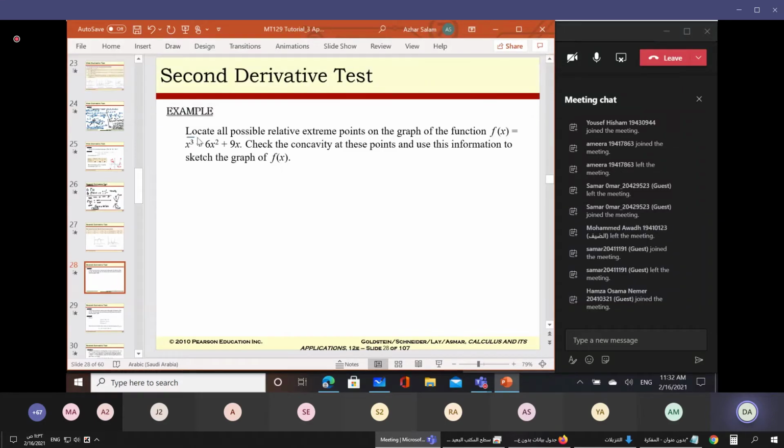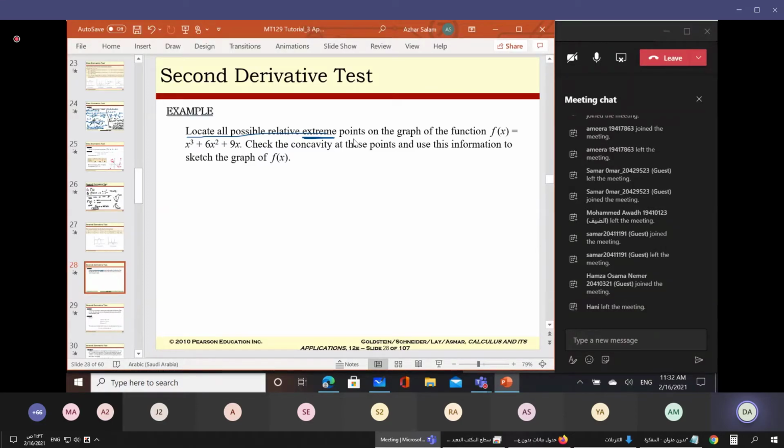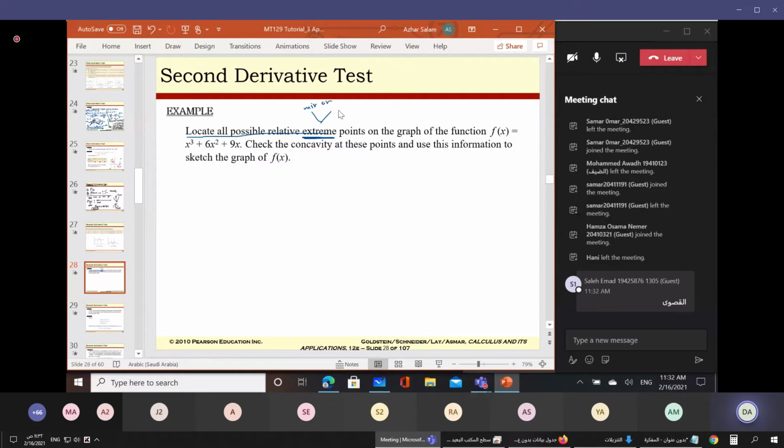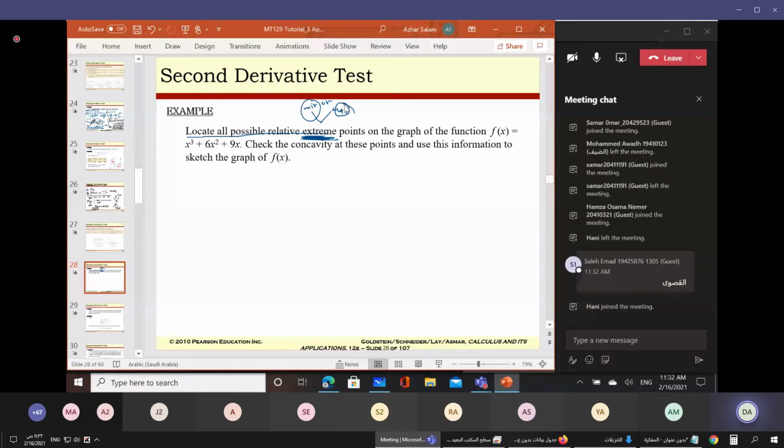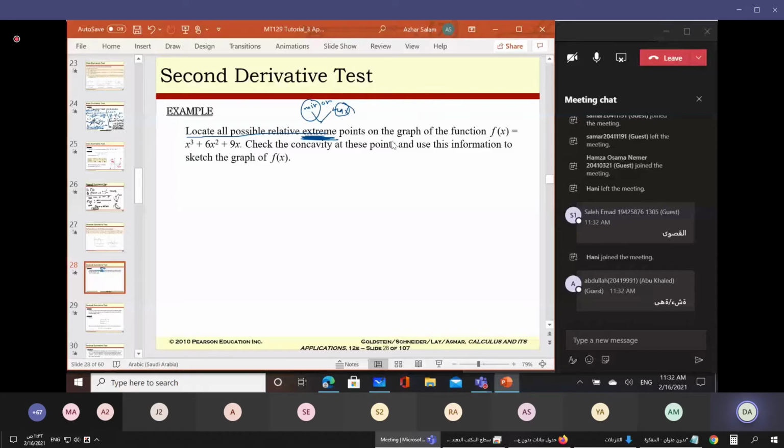The question is, locate all possible relative extreme points. What's the meaning of extreme point? We said in the beginning of this lecture that extremum or extreme points could be minimum or maximum. Locate all possible extreme points on the graph of the function f.